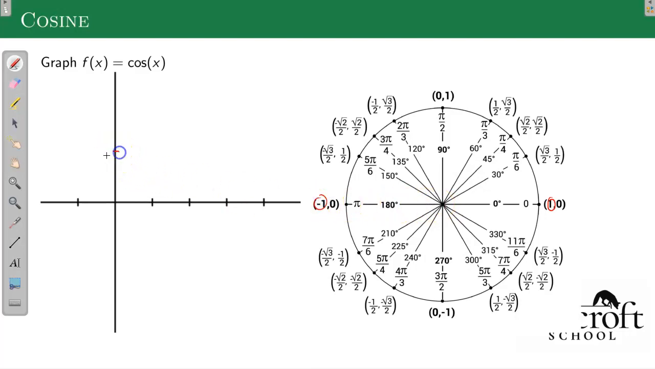So we actually run into the same situation as with sine. The biggest cosine will ever be is 1. The smallest it is -1. Again, the quadrants are important, so we'll use those as our markers.